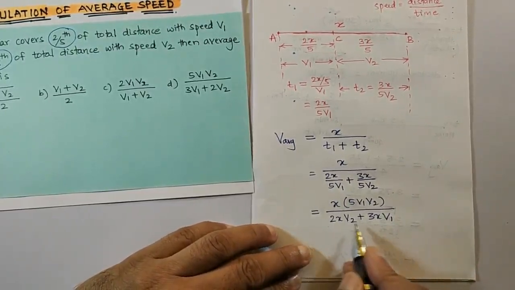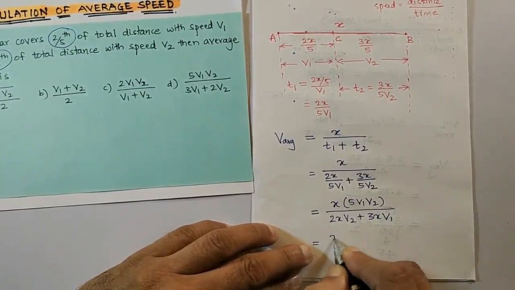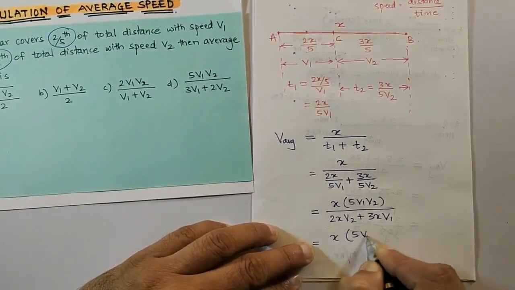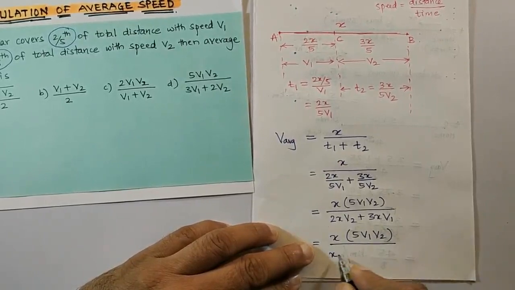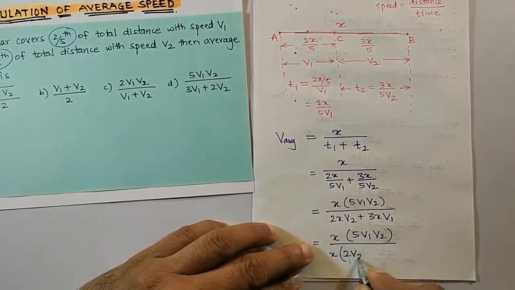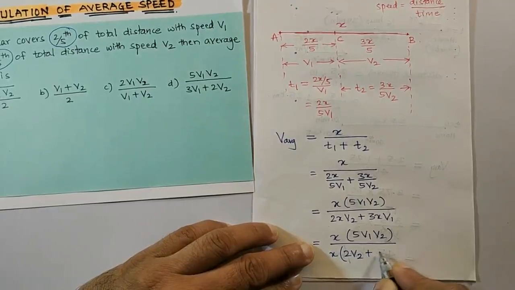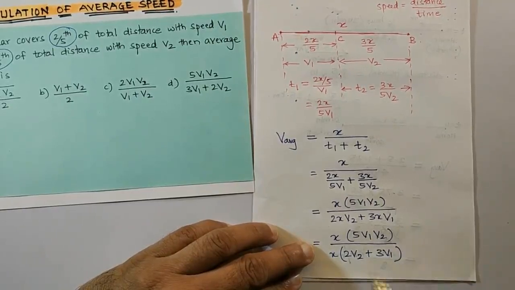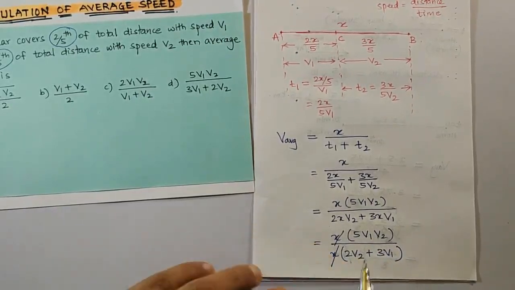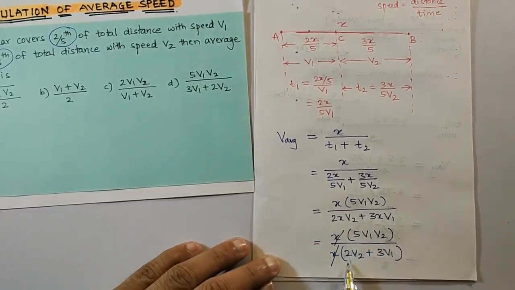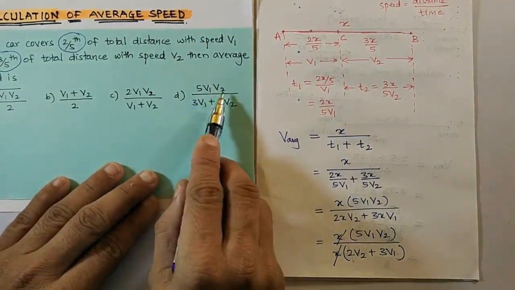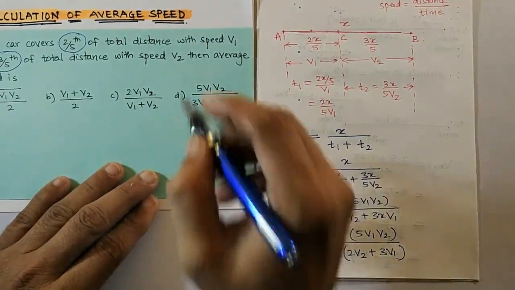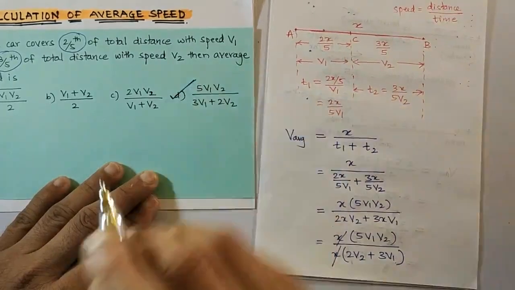Now I will take x common in the denominator. So x into 5v1 v2 divided by x, if I take common, 2v2 plus 3v1. So x gets cancelled. So answer is 5v1 v2 by 2v2 plus 3v1, means our option is 5v1 v2 by 3v1 plus 2v2. So answer is D.